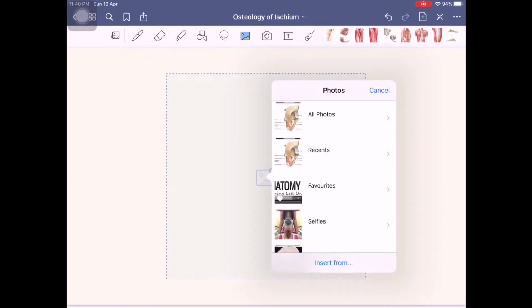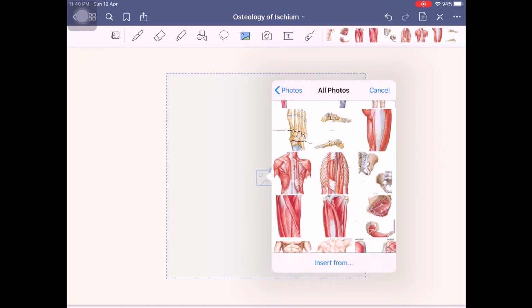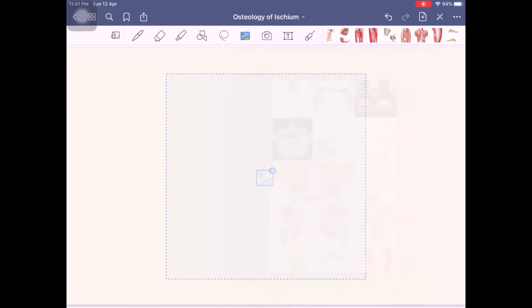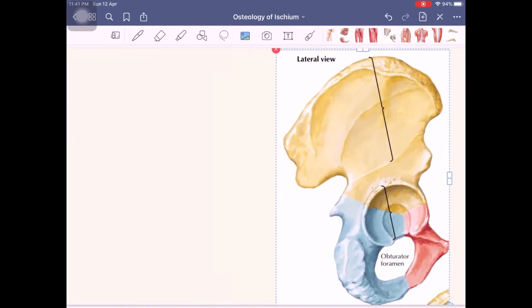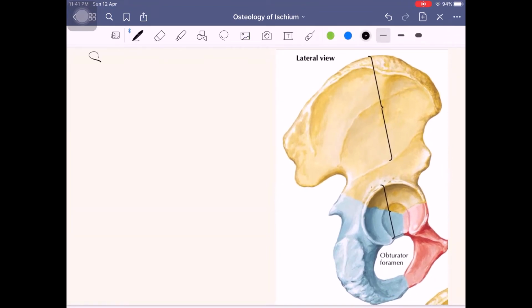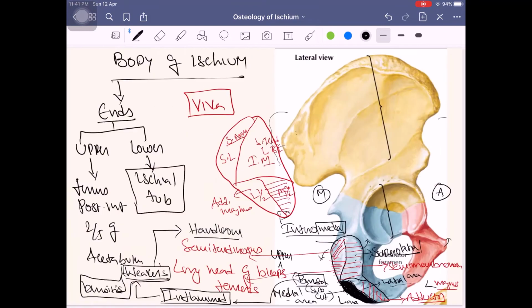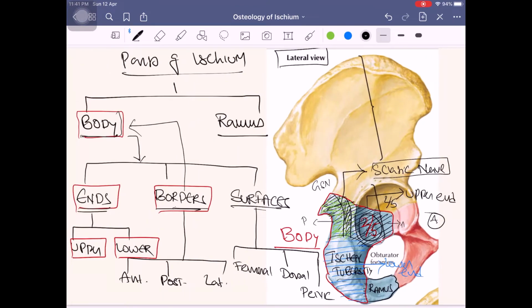So again, let me bring the picture again. So we are doing now surfaces of body of ischium. See, again, go back to that slide. Here we are done with the ends, we are done with the border, where we mention about the anterior border, posterior border, which was very interesting, and lateral border. And now we are doing the surfaces.